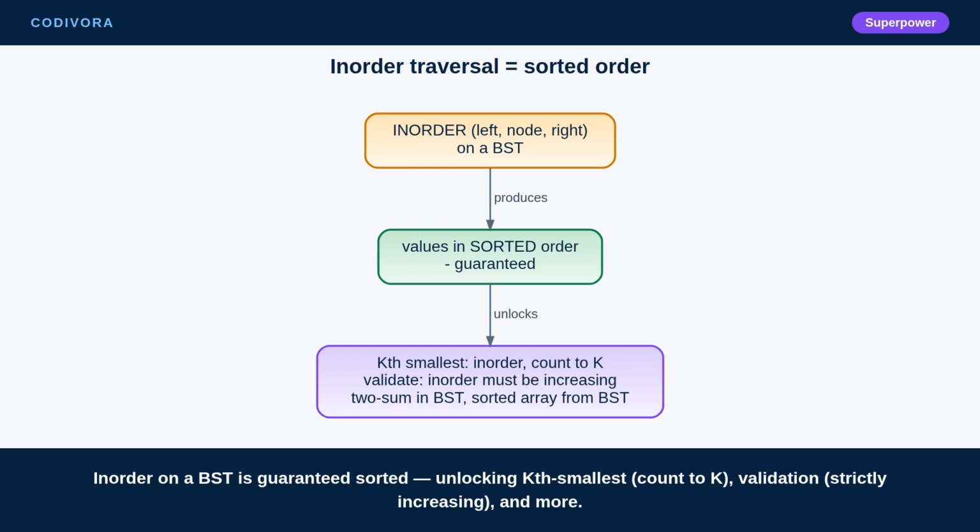No sorting needed. Validate a BST. Inorder must be strictly increasing. Track the previous value as you go. Convert BST to sorted array. Two-sum-in-BST. Recover-swapped-BST. All inorder plus a small idea. When a BST problem mentions order, rank, or kth, your first thought is inorder.